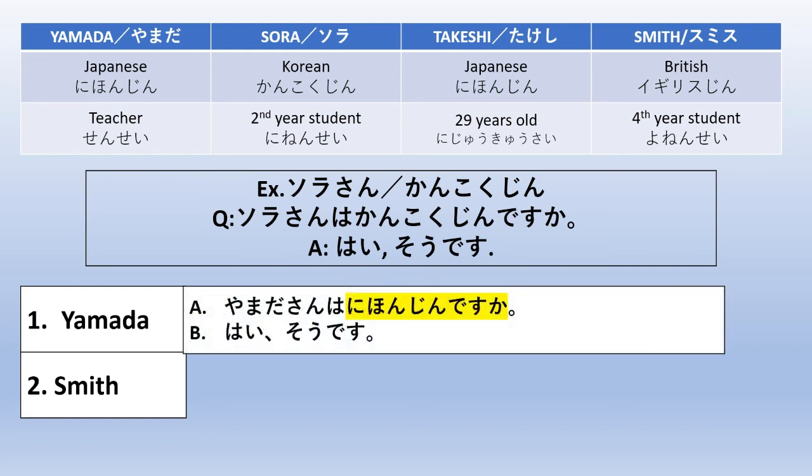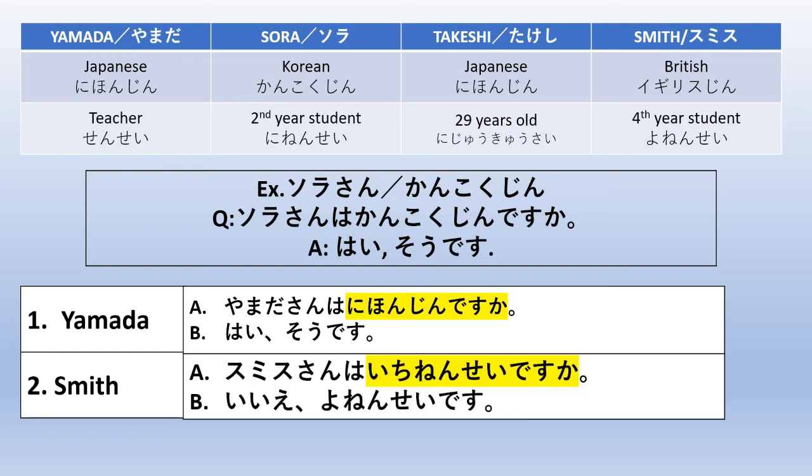Okay. A. Yamada-san wa Nihonjin desu ka? Mr. Yamada, are you Japanese? Hai, so desu. Yes, I am. Sumisu-san wa Ichinensei desu ka? Mr. Smith, are you a first year student? Iie, yonensei desu. No, I am a fourth year student.